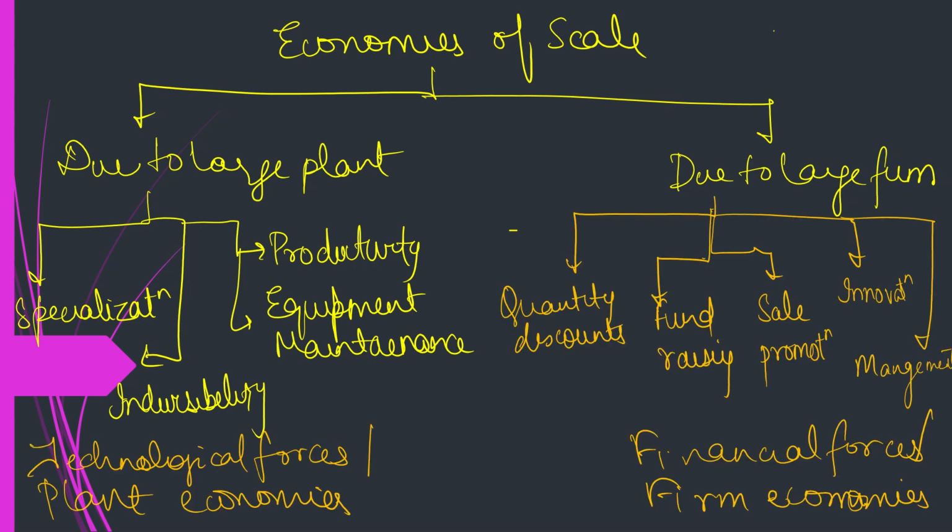Yes, so now due to a large firm, we have quantity discounts, fundraising, sales promotion, innovation, and management. And due to a large plant, we can have technological forces and plant economies, and due to a large firm, we can have financial forces and firm economies.